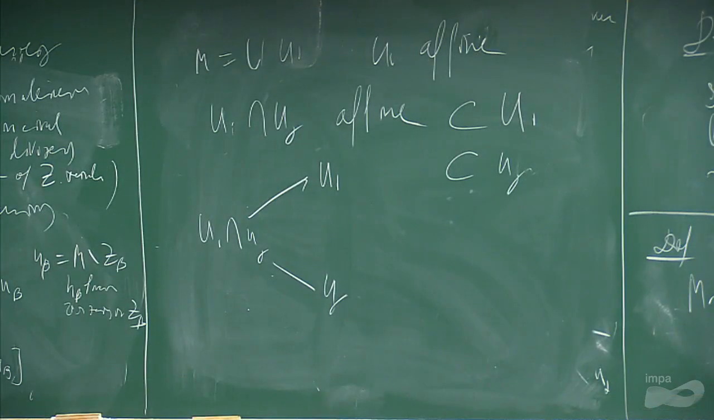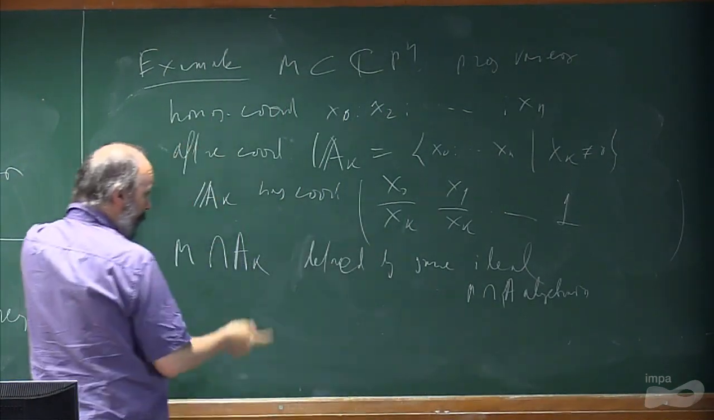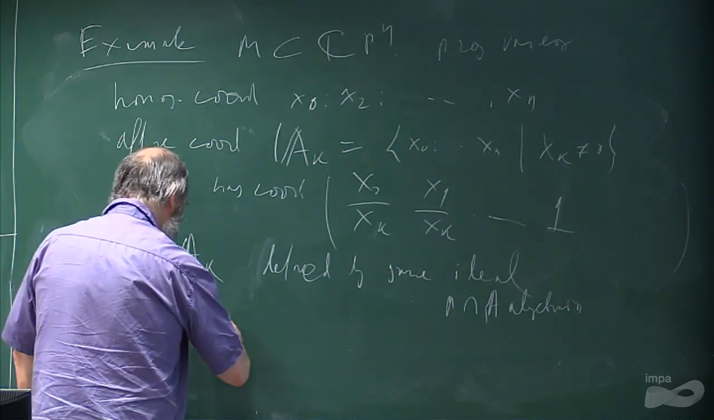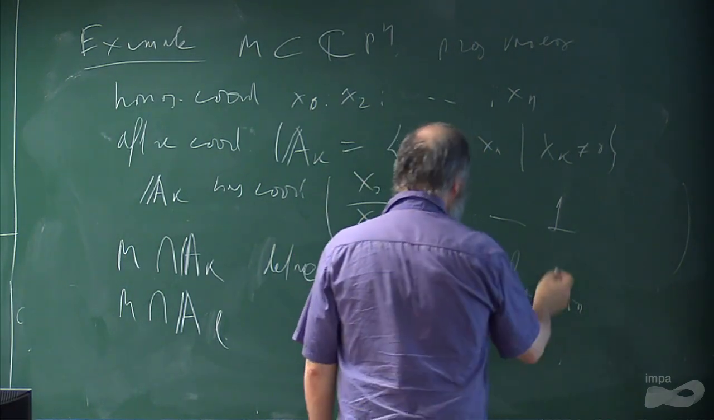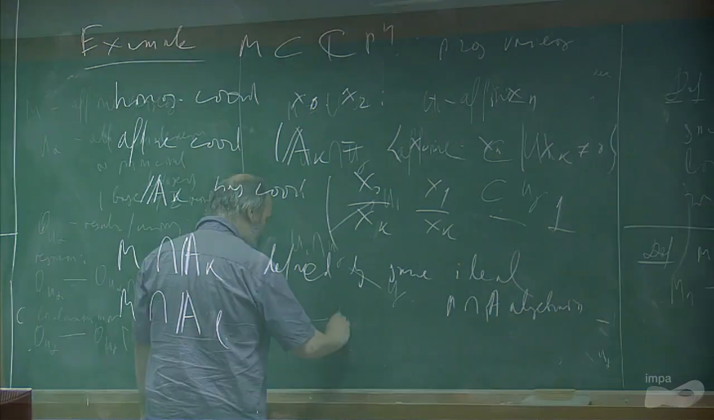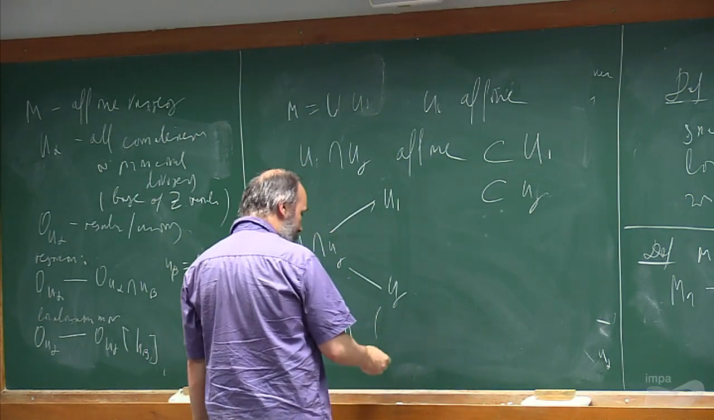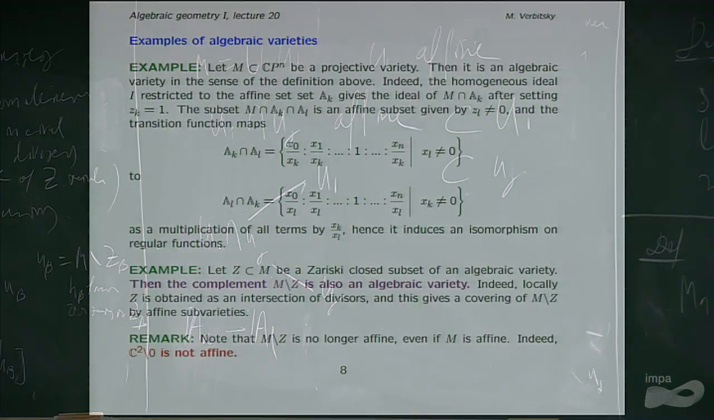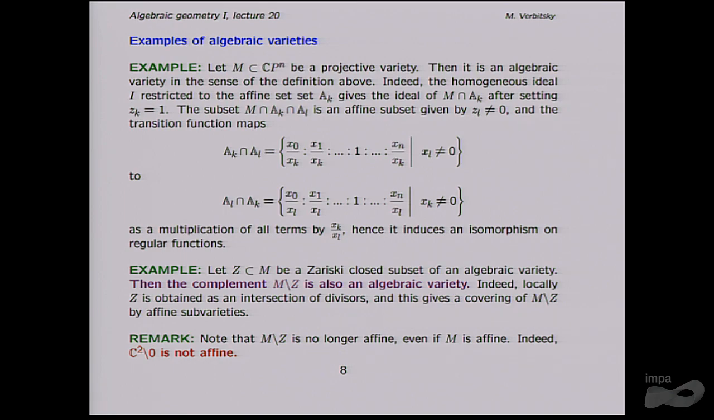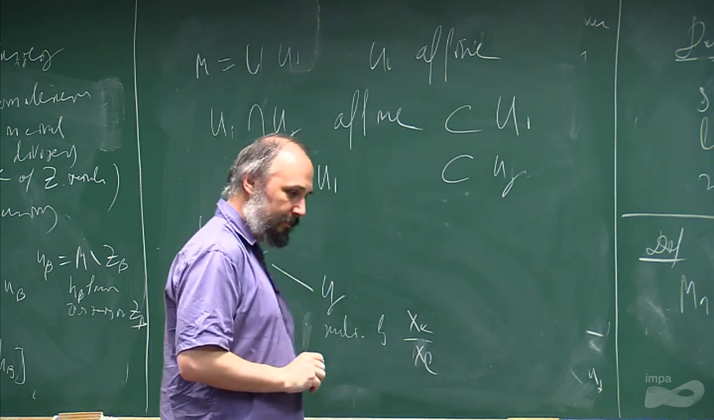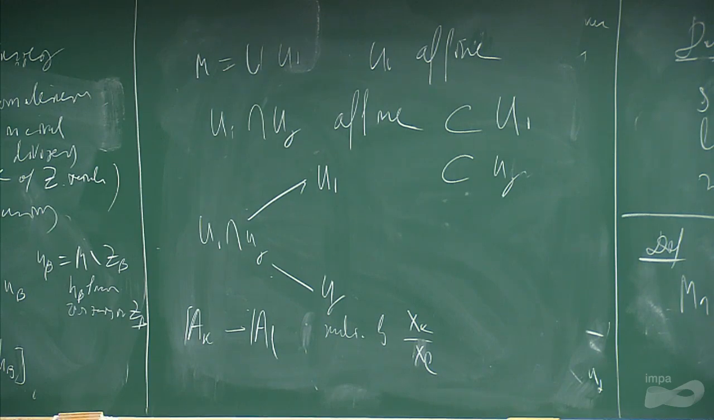Okay, so we're interested in transition functions. We have a coordinate chart here. We have coordinate charts M intersected with A_k, A_l, and we know what the gluing map is. So the gluing map from A_k to A_l takes a point, it is a multiplication by x_k divided by x_l. Right?